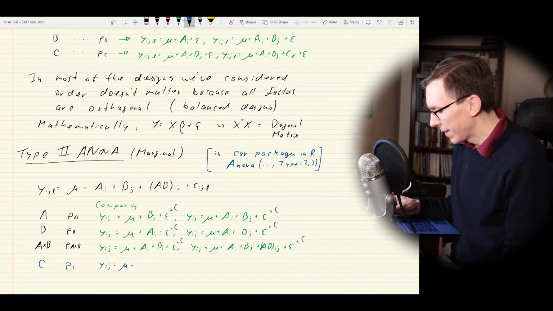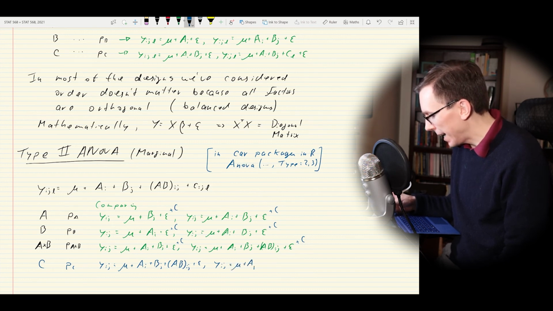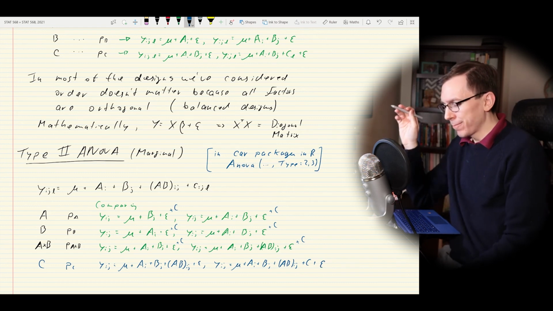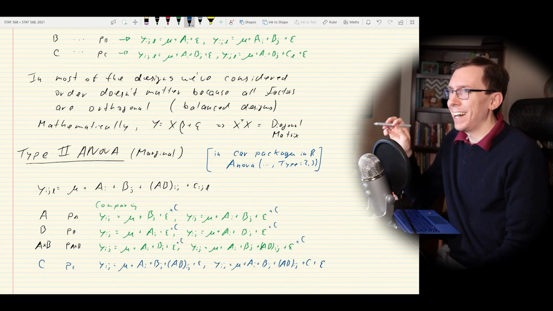In this case, I'd be testing Ai, Bj, and the interaction term AB ij, compared to the model that includes everything: the mu, the A, the B, the AB term, and the C term. So again, this can be a little confusing when you first see it, but it's not as bad as it looks.